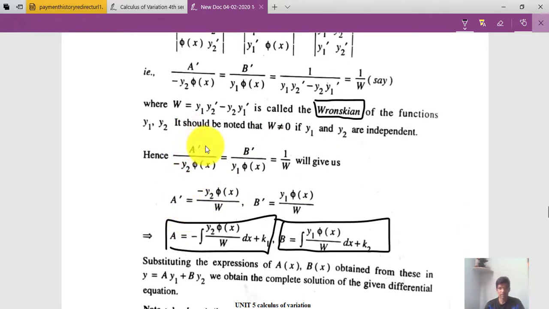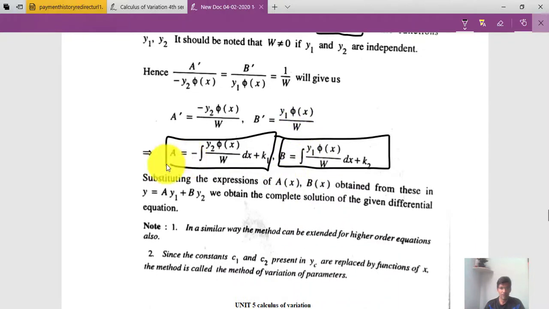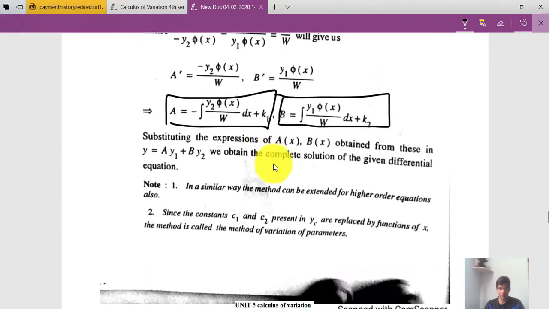a prime is equal to minus y2 phi of x divided by the Wronskian, b prime is equal to y1 phi of x divided by the Wronskian. Similarly, to find a and b, you can integrate both sides. So this is the formula to find the value of a and b, and this is the Wronskian of the function, and you know how to solve the Wronskian, right?